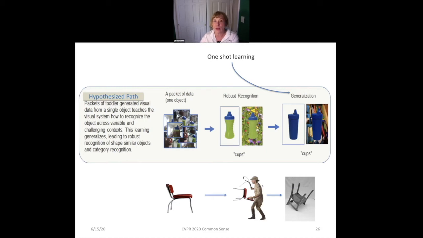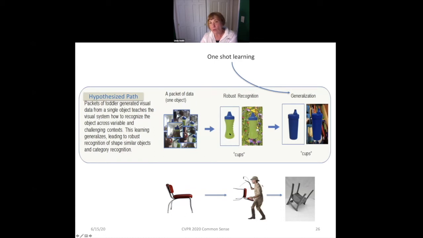So the child has a packet of data about their own sippy cup, okay? And that packet of data is what enables them, if I put the sippy cup in some hard-to-see place, to robustly recognize it, even in clutter or with partial occlusion. But what's enabling them to do that is whatever, we don't know quite what it is, they've managed to learn about shape, contour, three-dimensionality, and so forth. And of course, that will generalize to a shape-similar thing. They'll be able to recognize it as well.